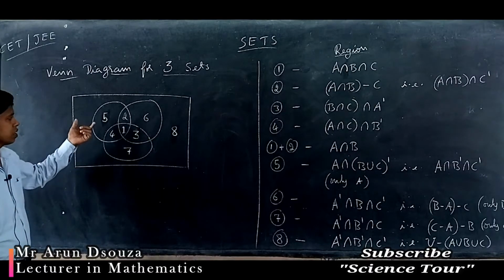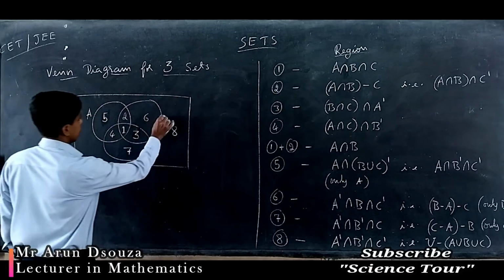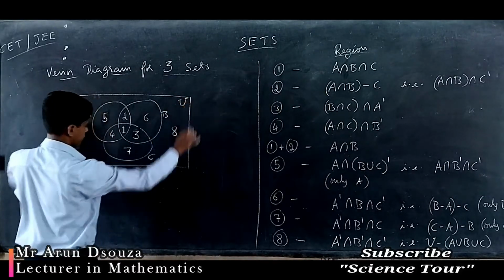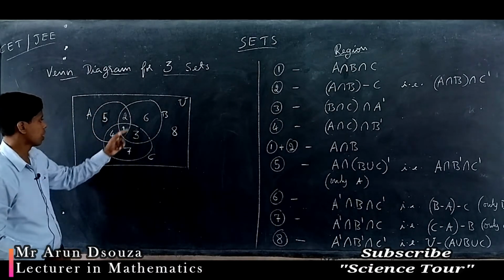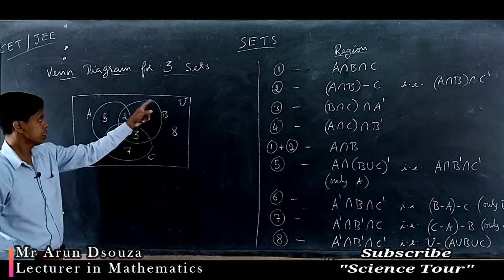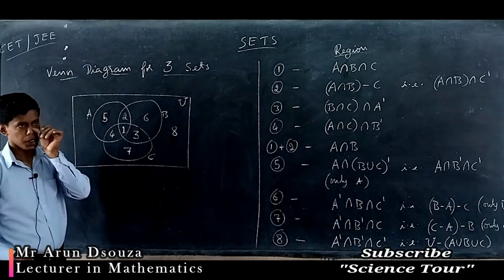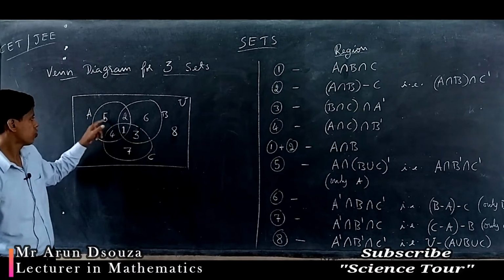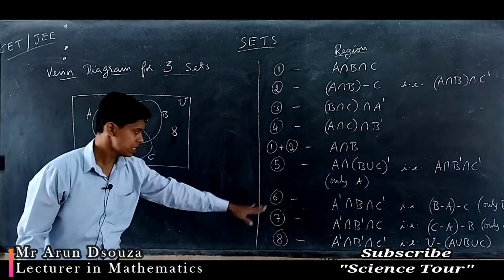I have not named any set here, so let me name it. This is A, and let me name it as B and C, and this rectangle that you see is the universal set. So what is A? A is this circle, B is this circle and C is this circle. Now I have named the regions 1, 2, 3, 4, 5, 6, 7 and 8. Let us understand what they represent.